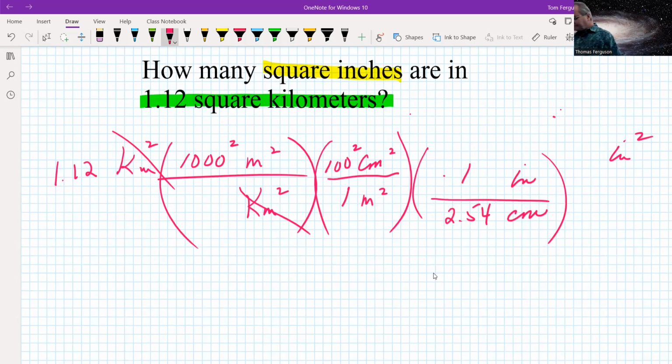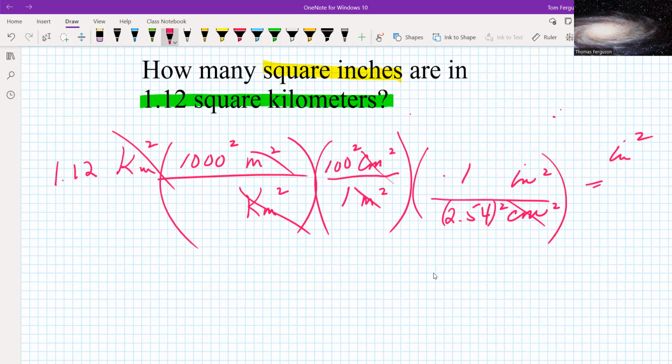Okay, now, do the centimeters cancel? No. This has to be square centimeters. So the 5.54 also has to be squared. All right. So everything canceled except for square inches.